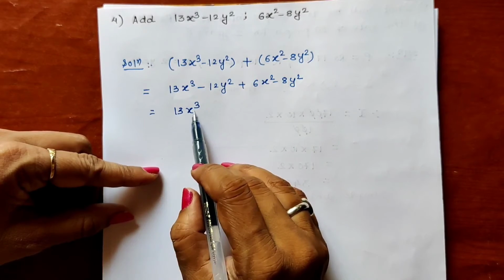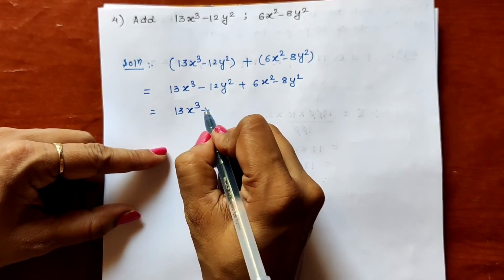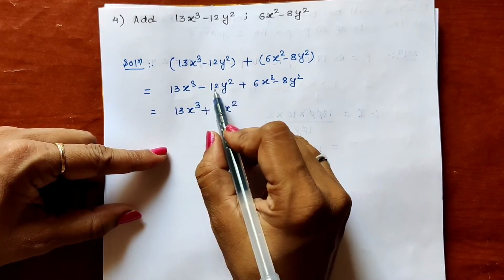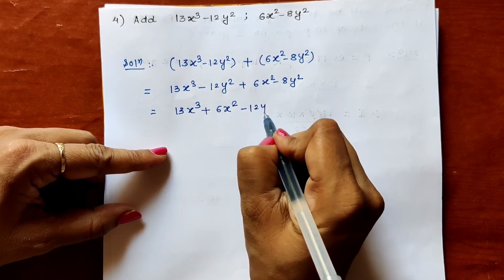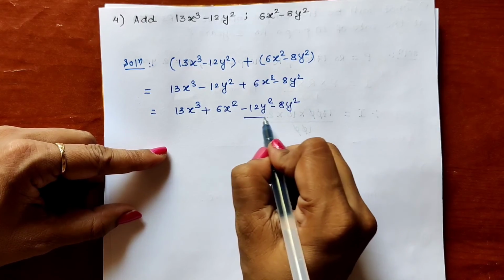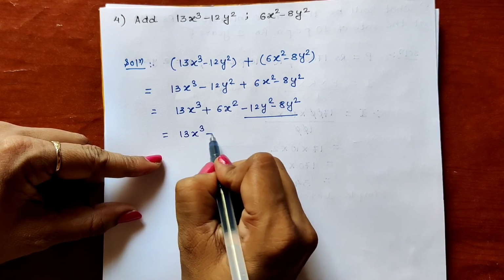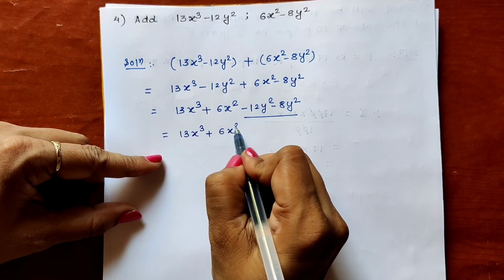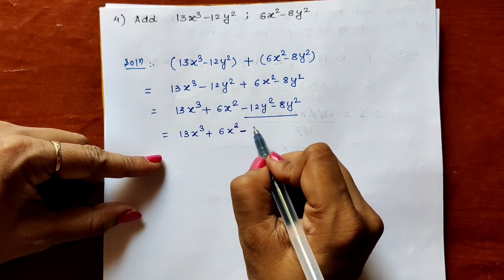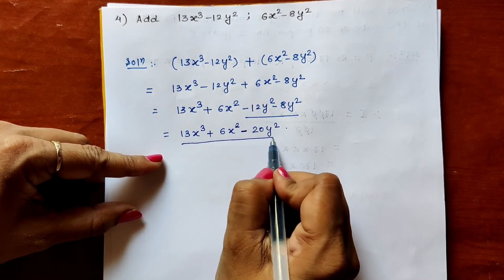There is a single term of x cube, so we write it as it is. After that, we will be writing this x squared. Then we will be writing the y square terms. For y square, there are two terms, minus 12y square minus 8y square. So we can add these two terms. First term we write as it is, second term write as it is. Minus minus becomes plus, but the sign will be minus. 12 plus 8 is 20 y square. So this is the answer.